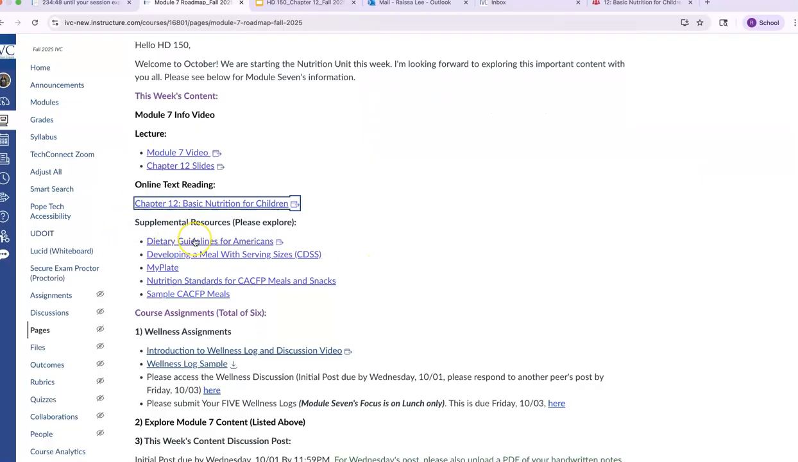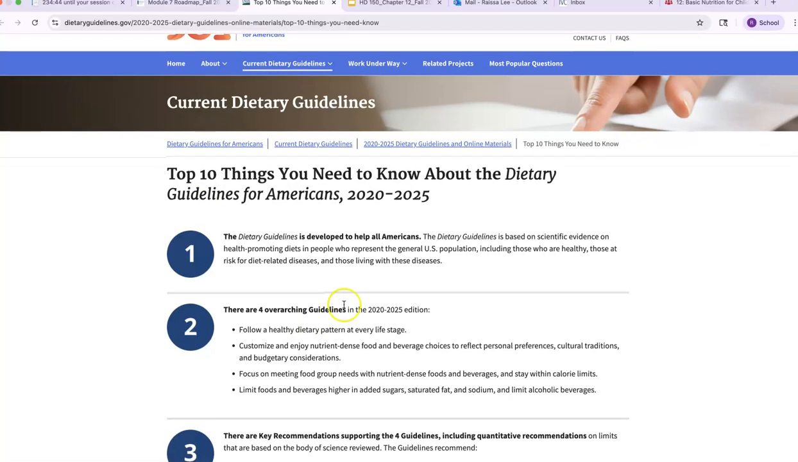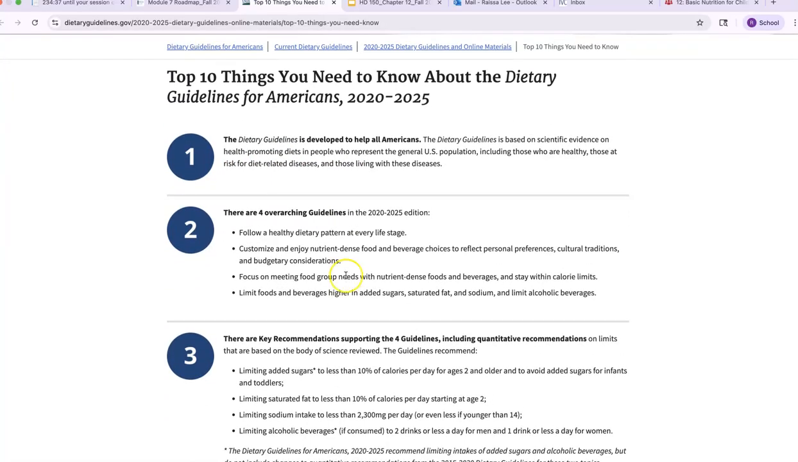And these are supplemental resources. You do need to explore them. These are the dietary guidelines. These guidelines are based on scientific evidence to promote healthy diets for people like the general US population, including those who are healthy, those at risk for diet-related diseases, and those living with diseases. So the overarching guideline is that it's important to follow a healthy dietary pattern at every stage, to customize and enjoy nutrient-dense food and beverage choices to reflect your personal preferences, your cultural traditions, and your budgetary considerations.